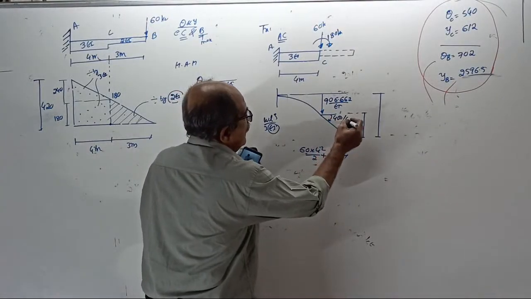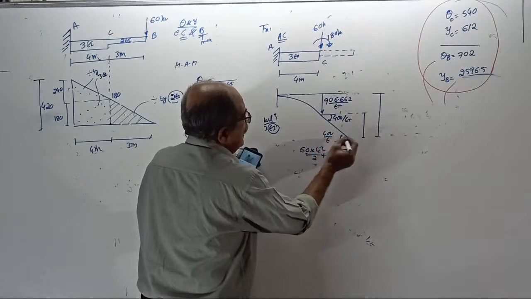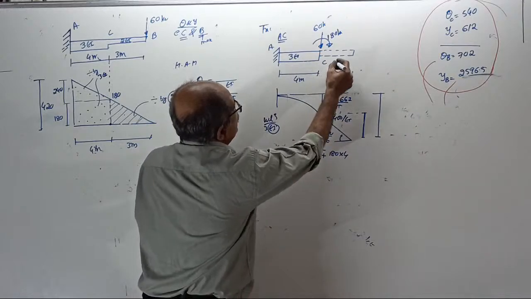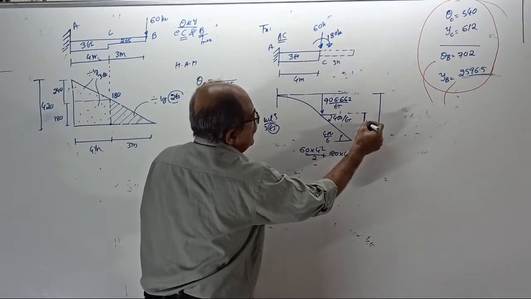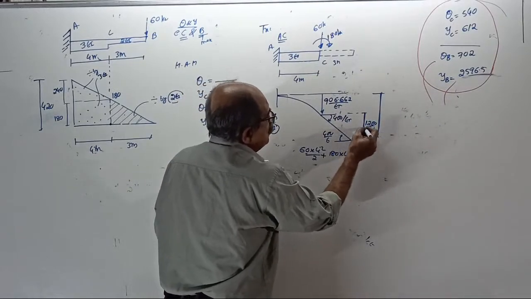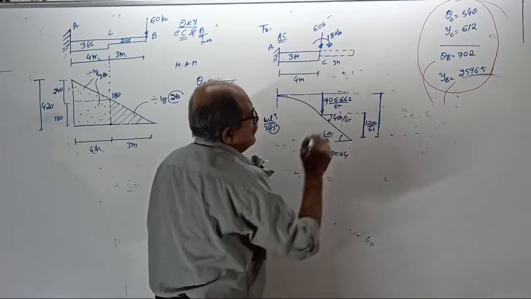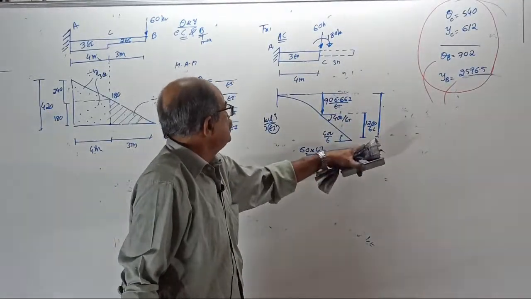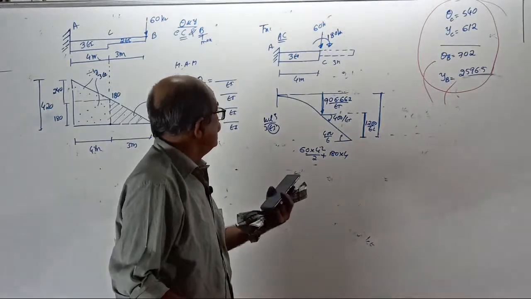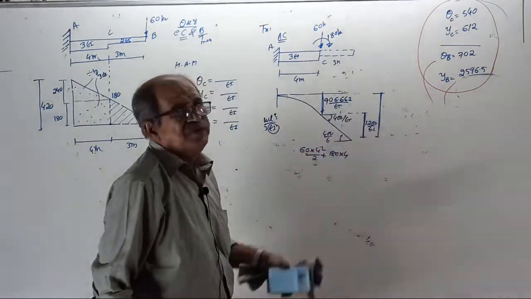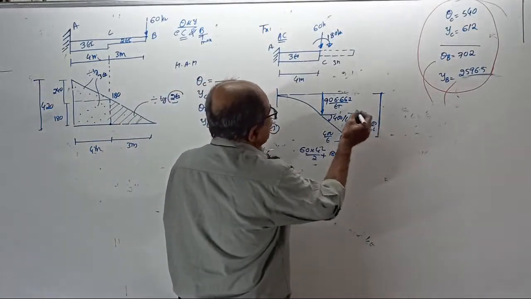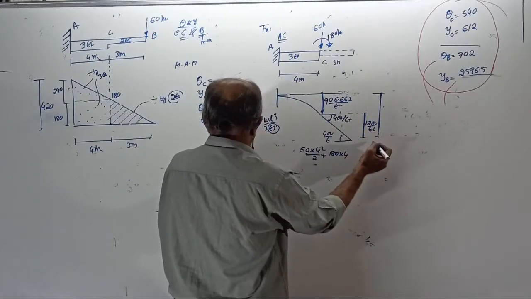400 by EI. This also 400 by EI. And extra deflection: 400 into 3 meter. This is 3 meter. 1200 by EI. Total deflection: 1200 plus 906.667. That side EI is not considered. 1200 plus 906.6 is the final deflection here.